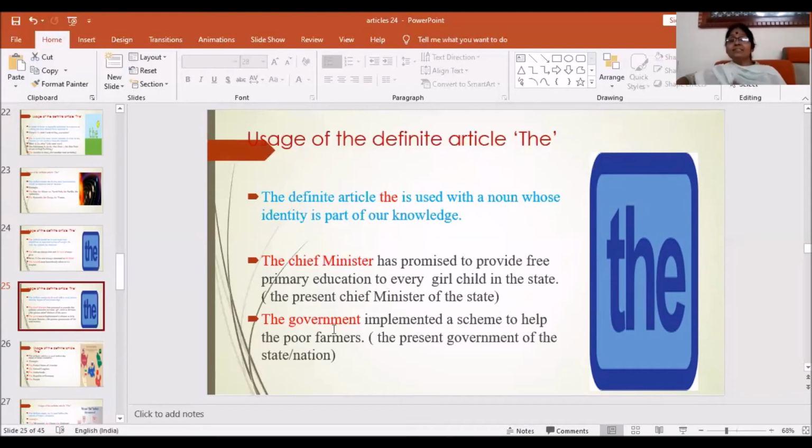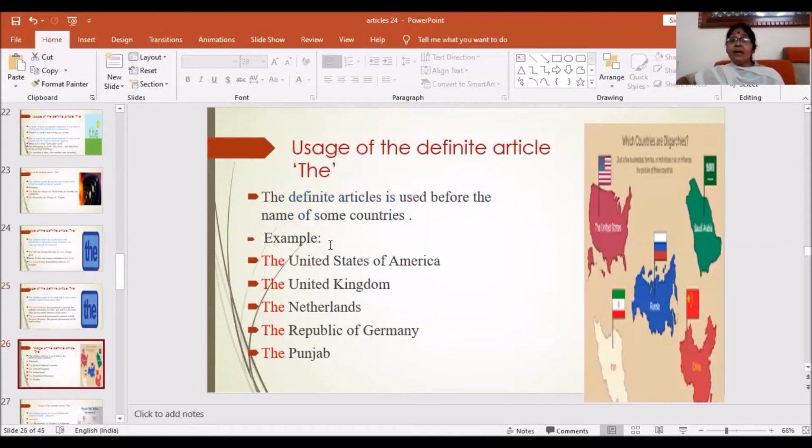Then if I say the government implemented a scheme to help the poor farmers. Now here I am talking about the present government of the state or nation. So these examples tell us that the definite article the is used with a noun whose identity is a part of our knowledge, right? Now next is that the definite article is used before the names of some countries.